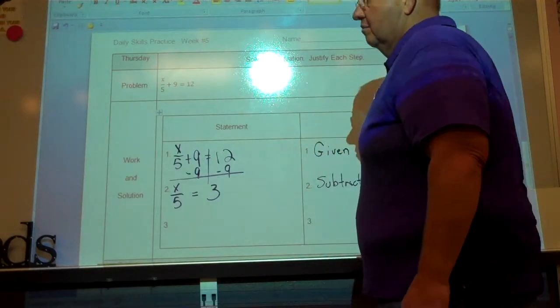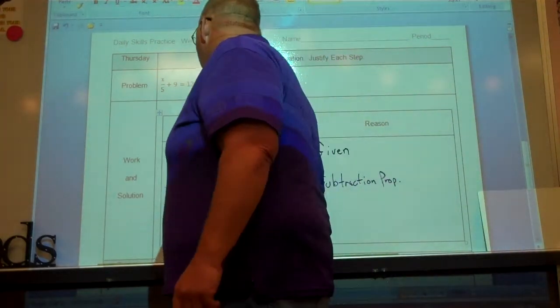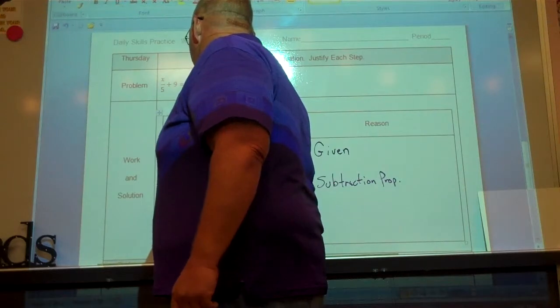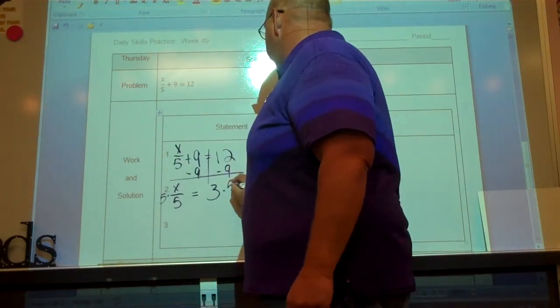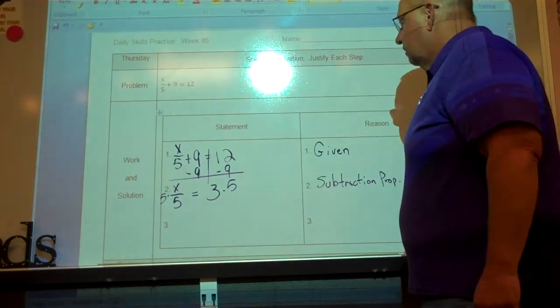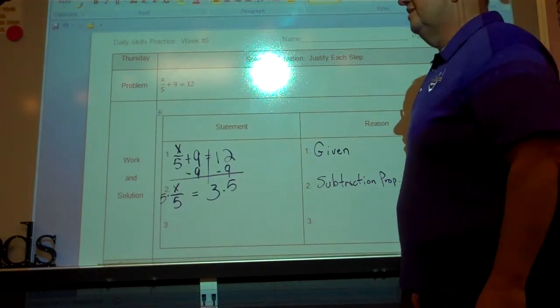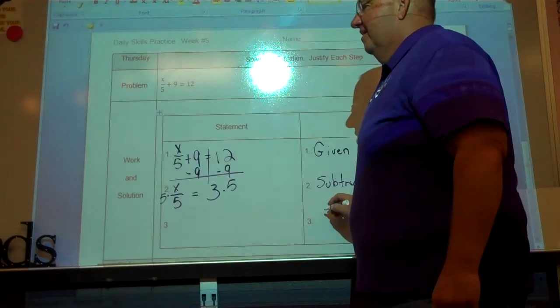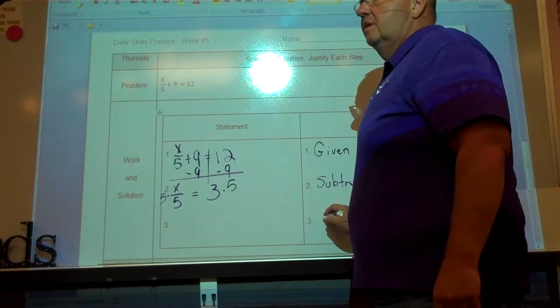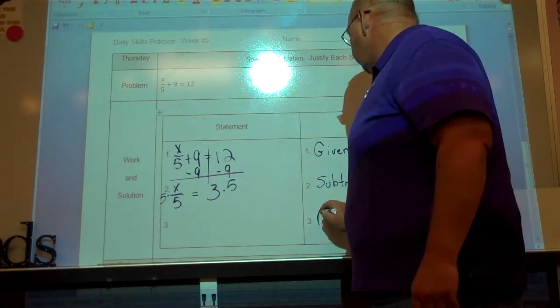By multiplying. Yeah, by multiplying, right? Why do we multiply? Because it's a division. It's a division problem, good. Okay? And why are we doing that? What's the reason? To get x by itself. Okay, and what property is that? Multiplication. Multiplication property.